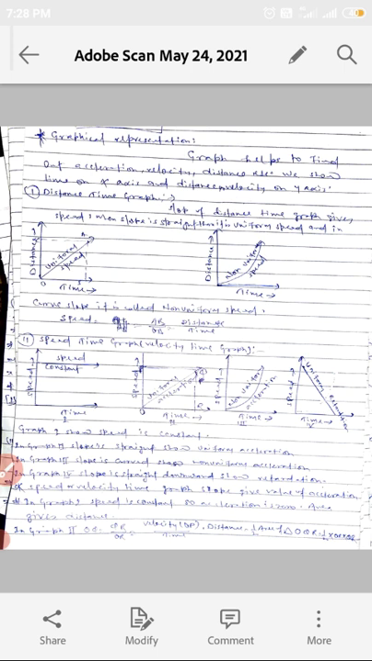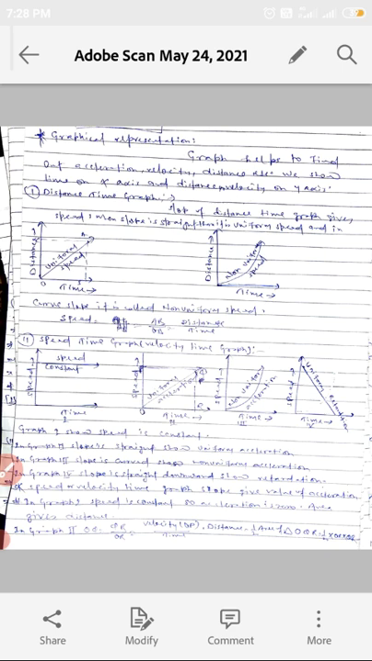Today we discuss the graph. When we make a graph, the horizontal line is called the x-axis and the vertical line is called the y-axis. We always show time on the x-axis, and distance, displacement, and velocity on the y-axis. Here we discuss mainly two types of graph: distance-time graph and speed-time graph.